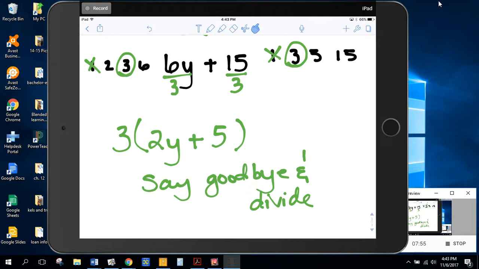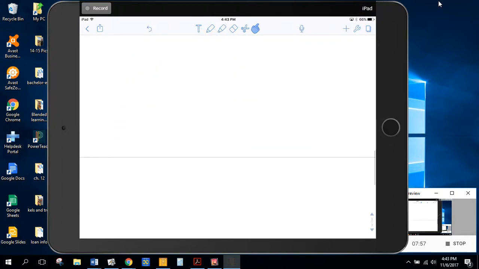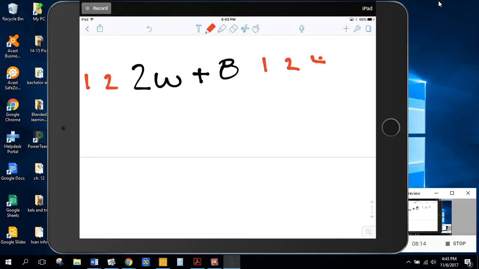One more example, and I'll do it very quickly. If you're liking the say goodbye and divide method, keep watching. So let's do one more. All right, how about 2w plus 8? Again, we can't get around the idea of listing our common factors. My factors of 2 are 1 and 2, and my factors of 8 are 1, 2, 4, and 8. All right, so we're going to ignore 1. So our common factor here is 2.